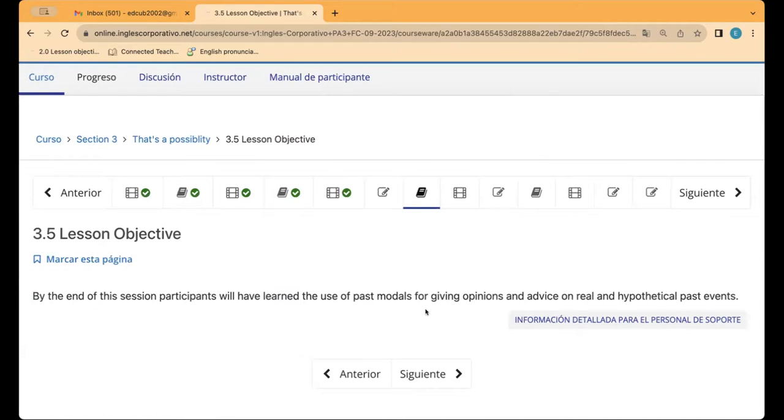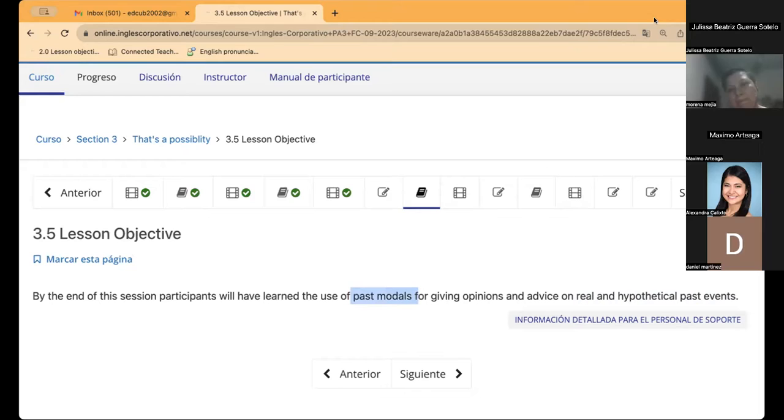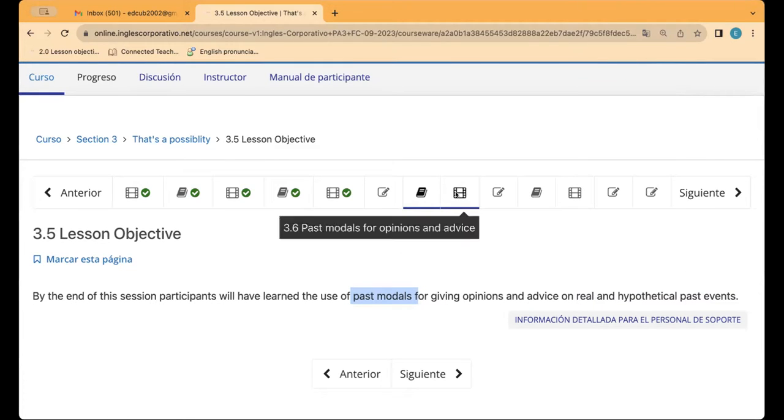So now we're going to take a look at giving opinions and advice on real and hypothetical past events. Okay? So we're going to take one more moment. We're going to use what we learned, which is called past modals. How do we make past modals? Remember, could have, would have, might have, may have, must not have, must have. All of the words with have are for the past. This changes the modals to the past. We're going to use them to give advice and recommendations on events. Let's watch the video.